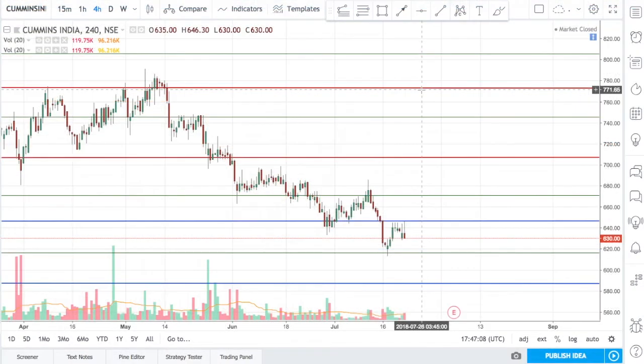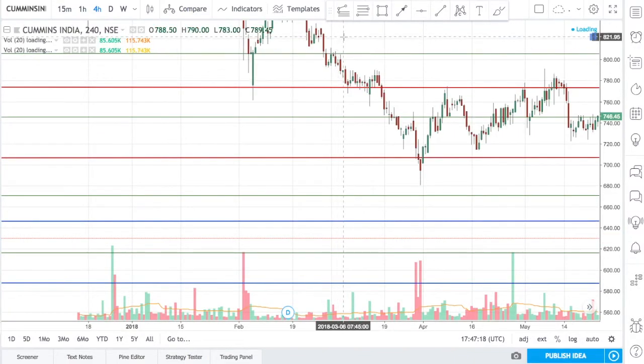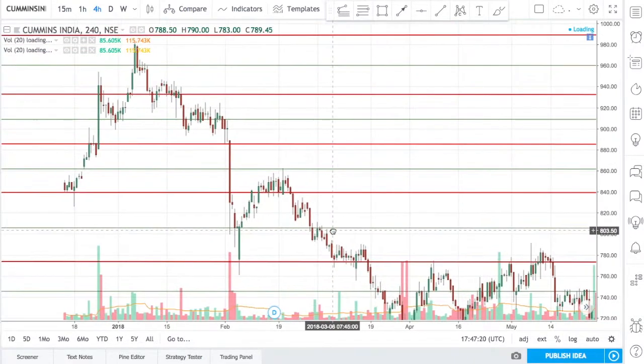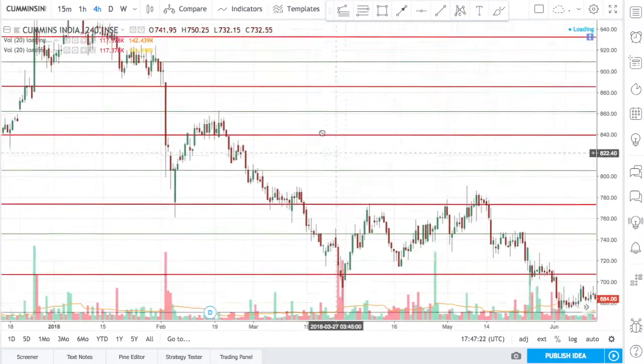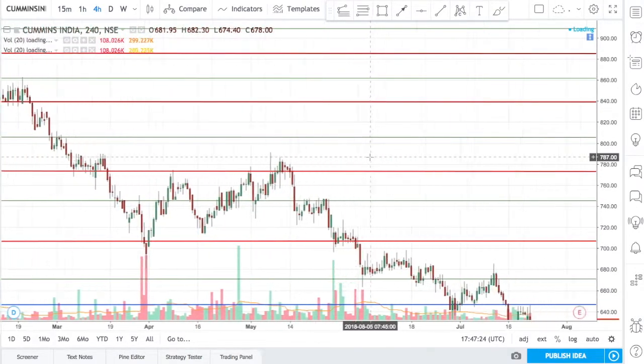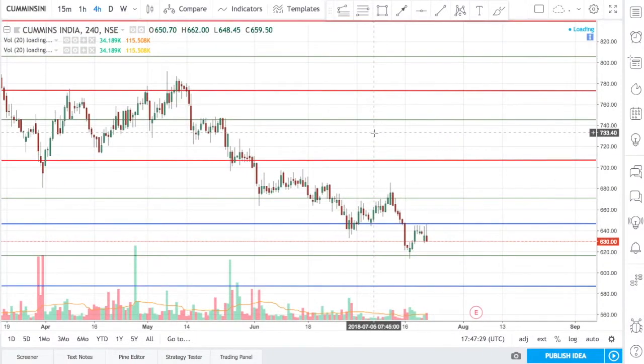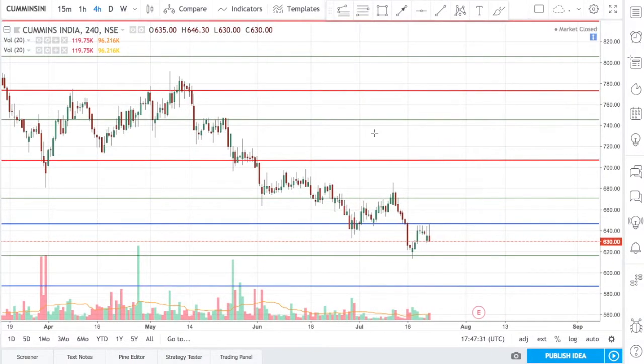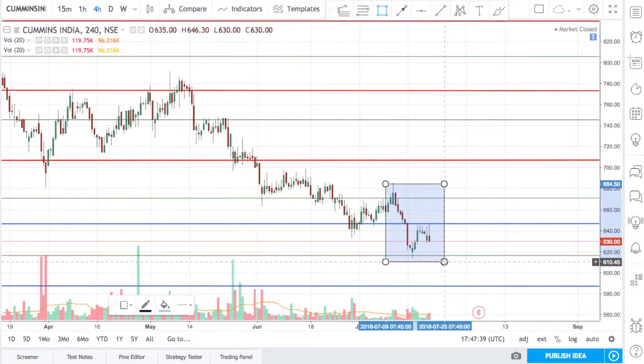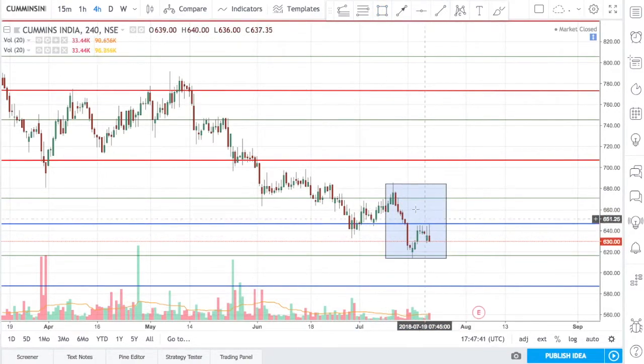The second one is Cummins or Cummins India. Cummins also is in a downtrend, and that downtrend is still intact, and this is where we have our shorting opportunity. Look at this portion on this chart.